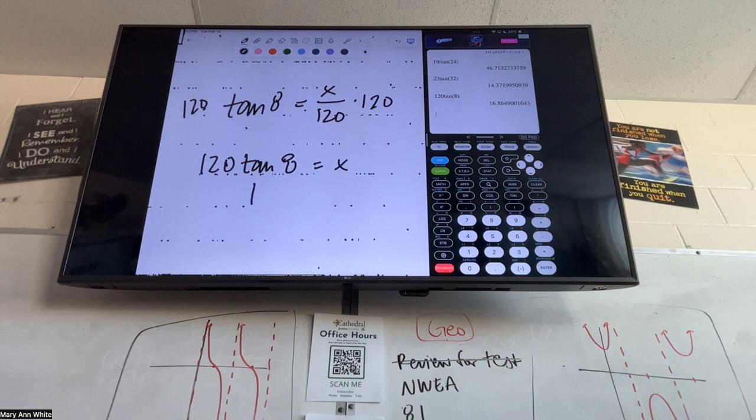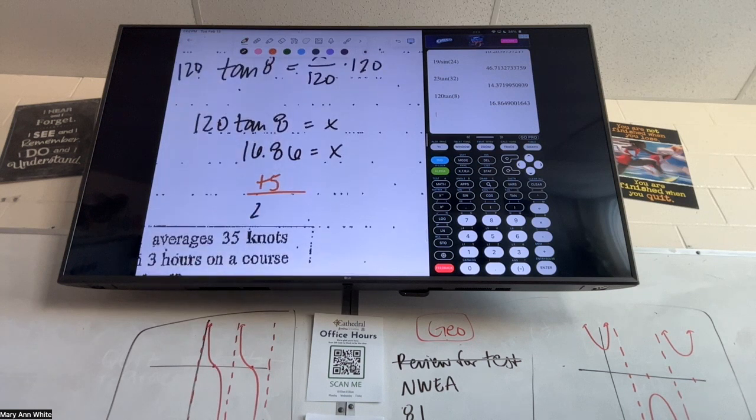And so I get 16.86 equals X. But am I done? No. What do I gotta do? Plus 5. And so I'm really at 21.86 feet.